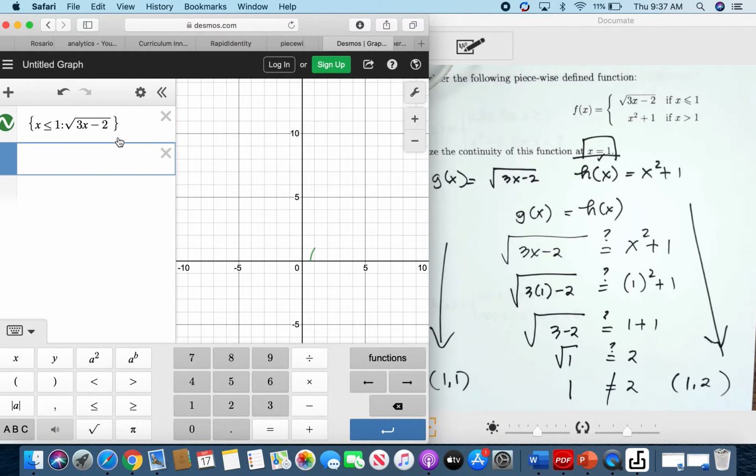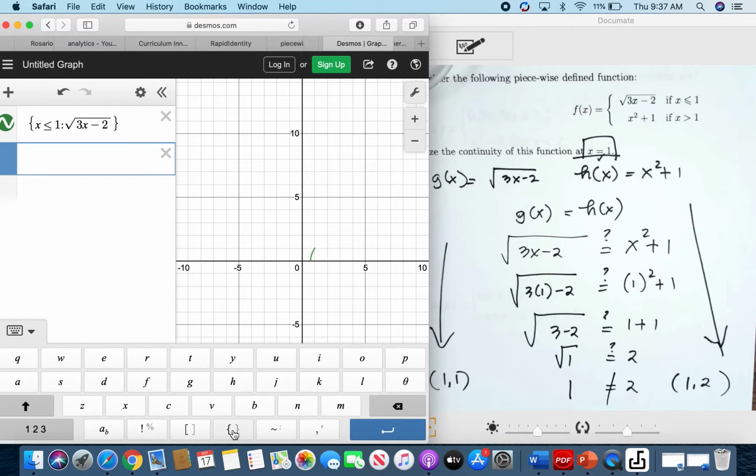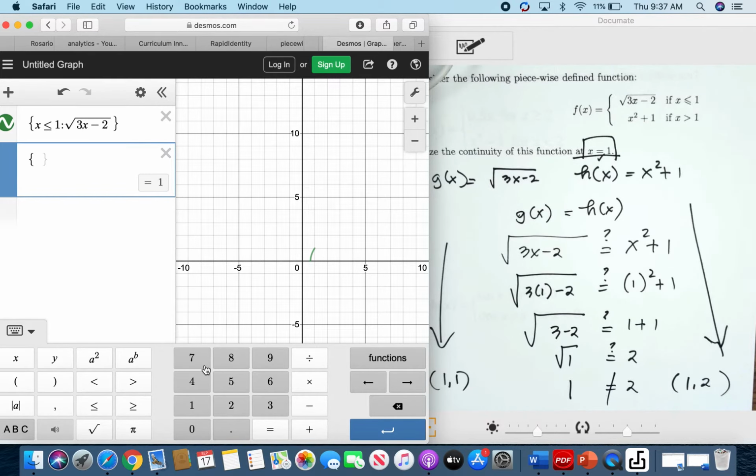Okay, next, we will go to the second equation. Go to your ABC first and find your braces and go back. Put the condition x is greater than 1. Alright, and then put a colon. And then, of course, you write the equation x squared plus 1. And as you can see, x is greater than 1. So from 1 going to positive infinity, it cannot be less than 1.